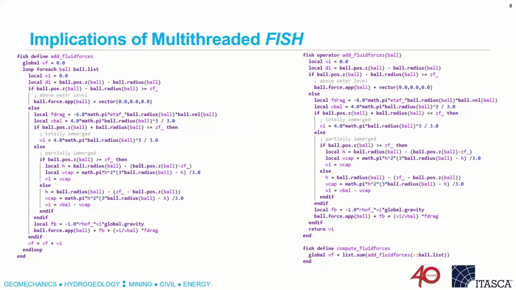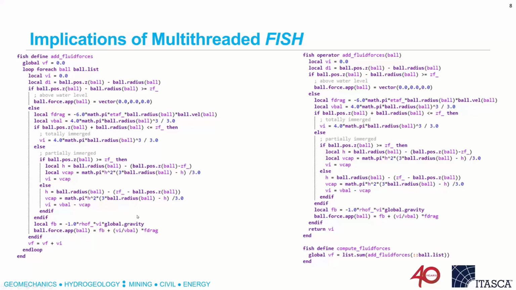Last example, so this is a function that is actually coming from the documentation. This is a function that will loop over all the balls in the system to do some complex computation and add forces due to the presence of fluid in the system. So add a drag and a buoyancy force. Here what you see is that we loop over all the balls and we do some computation. And then for all the balls, we compute also the volume that is immersed under the fluid. And we sum those values in the end.